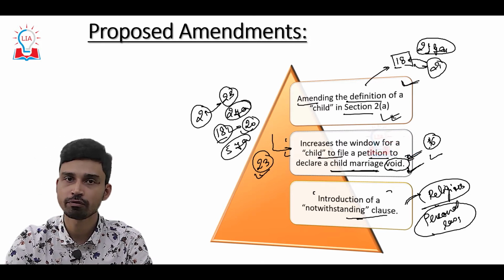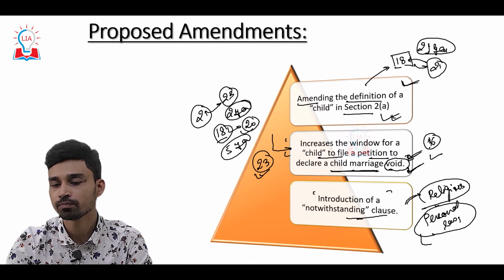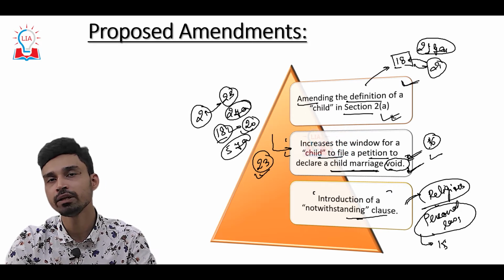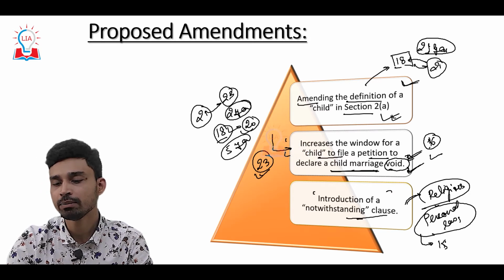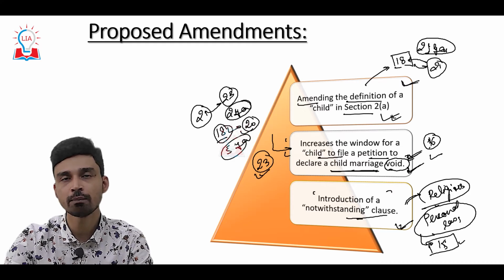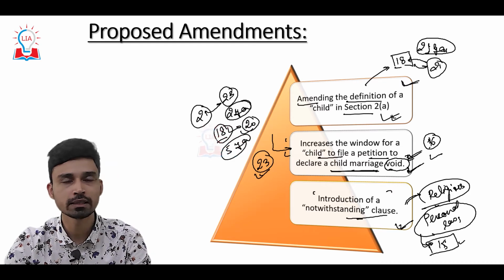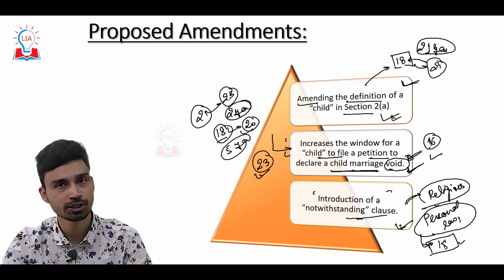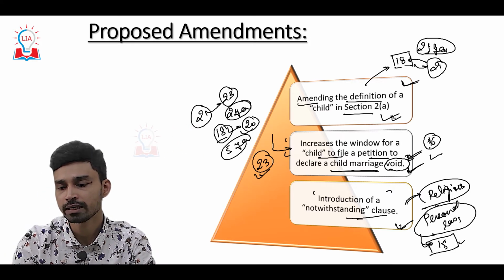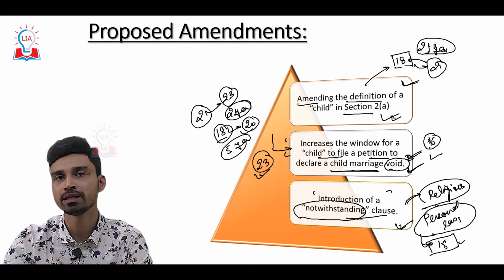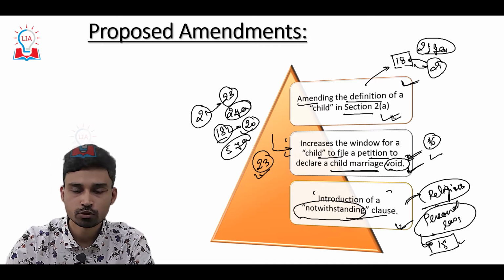Similarly, as far as the Muslim community is concerned, it is considered that if a girl child has attained 15 years of age or is older than 15, then she can be considered a major, not a minor. However, as per this bill, if this bill applies, then even for the Muslim community, a girl who is less than 21 years of age has to be considered a child. So that is the notwithstanding clause. That means the bill will override all the personal law provisions as far as marriage and the rules of marriage are concerned. So these are the three major amendments.